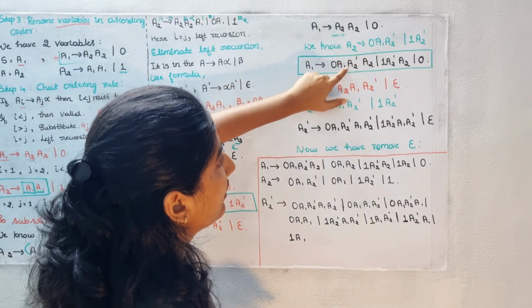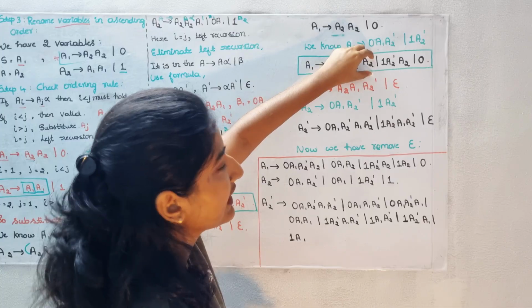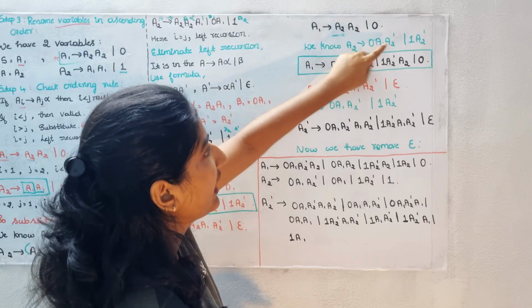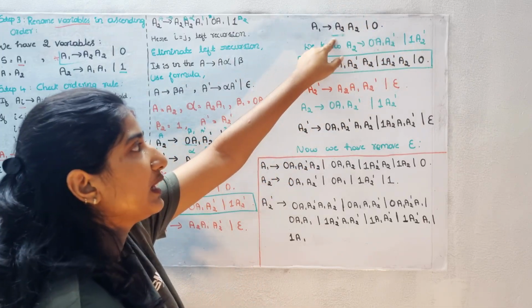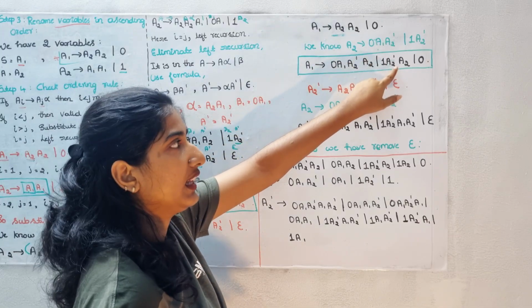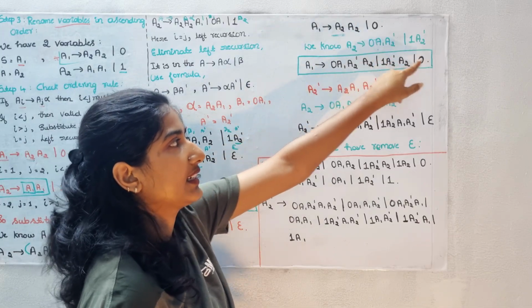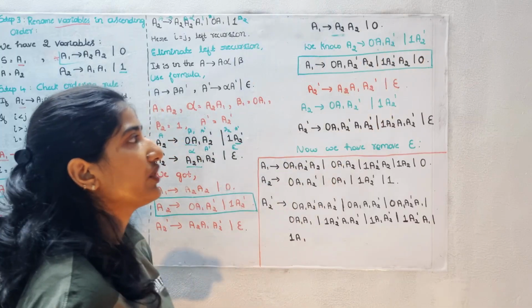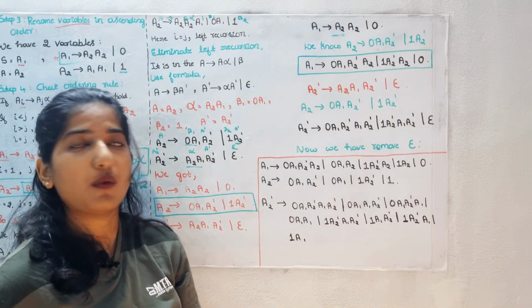A2, 0, A1, A2 dash. A2, write this as it is. Or again we have another one, that is in the place of A2 I am substituting 1 A2 dash, A2 as it is or 0. Now check whether this is in valid GNF form or not.